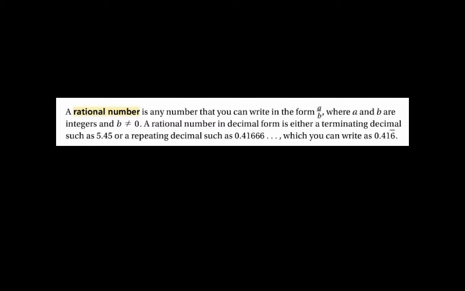A rational number in decimal form is either a terminating decimal, such as 5.45, or a repeating decimal, such as 0.41666, and so on to infinity. We can write that as 0.416 with the bar over 6, implying that the 6 repeats.